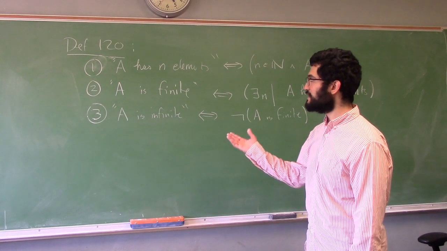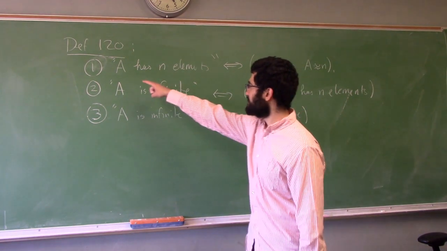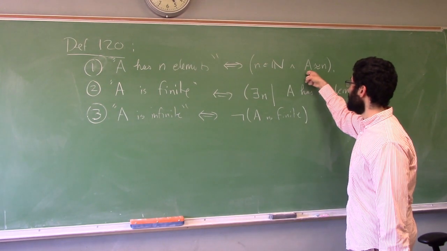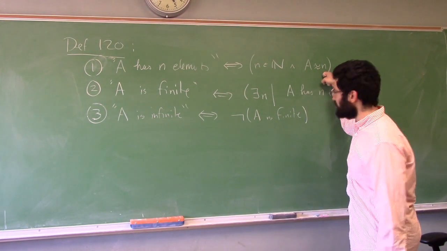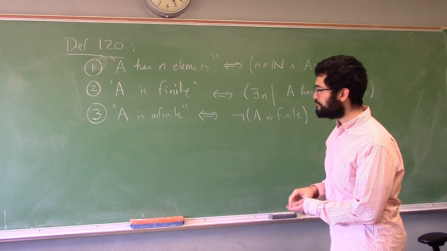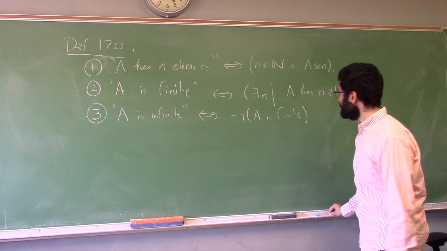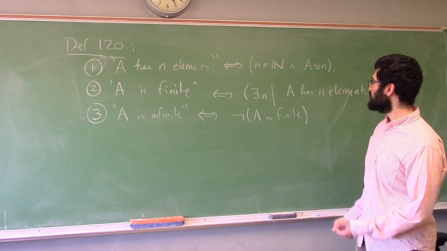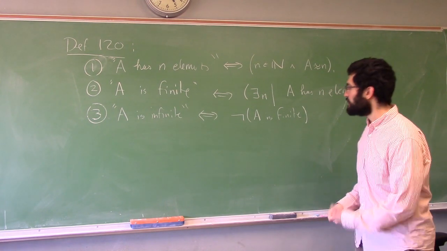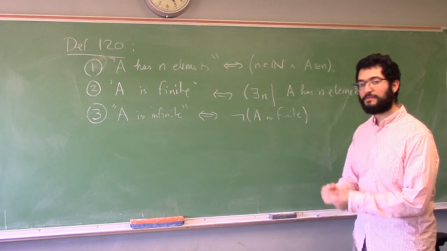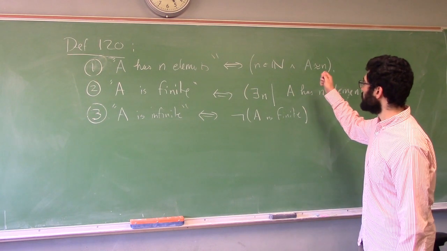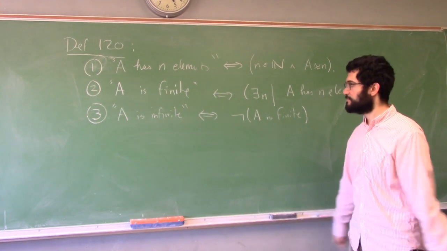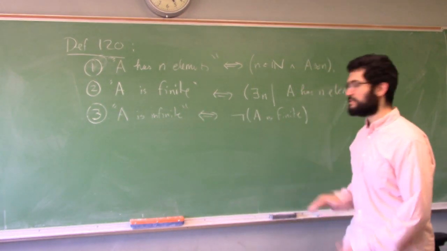All right, and here's the rest of definition 120. So we've already defined A has n elements if and only if n is a natural number, and A has the same cardinality as n, meaning there exists a bijection between A and n. We say A is finite if this happens for some n. So a finite set is a set which has n elements for some natural number n. In other words, a finite set is a set for which there exists a natural number and a bijection from the set to that natural number. And an infinite set is just a set that is not finite.